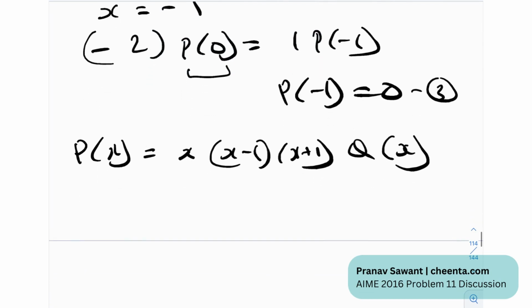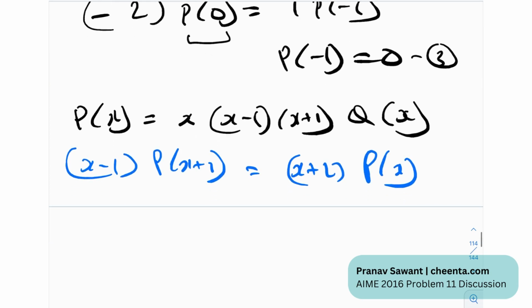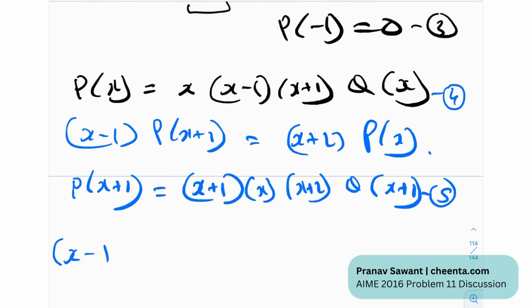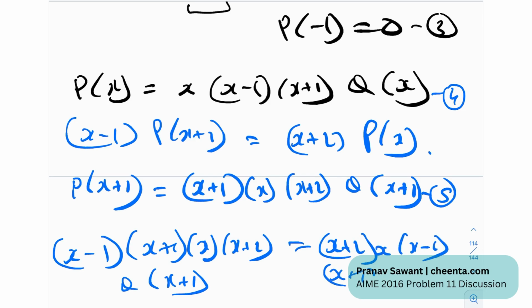Initially in the problem it was given to us that (x minus 1) times p(x plus 1) is equal to (x plus 2) times p(x), right? So what would p(x plus 1) be, using this equation number 4? That would be nothing but (x plus 1) times (x plus 2) times q(x plus 1). If I substitute this back into the original equation, I get (x minus 1) times (x plus 1) times (x plus 2) times q(x plus 1) is equal to (x plus 2) times p(x), and p(x) is x times (x minus 1) times (x plus 1) times q(x).